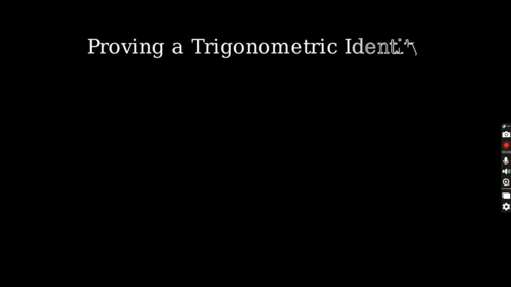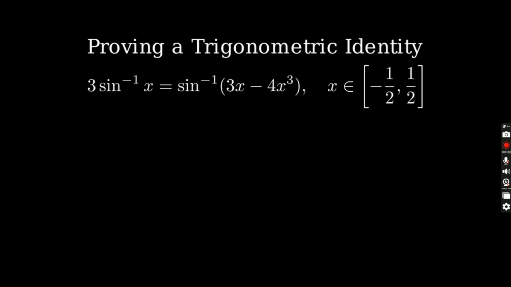Today we'll prove an interesting trigonometric identity involving inverse sine. Specifically, we'll prove that 3 times the inverse sine of x equals the inverse sine of 3x minus 4x cubed for x between -1/2 and +1/2. The key to proving this identity is to use the triple angle formula for sine.